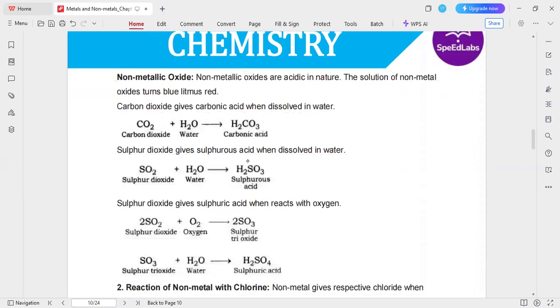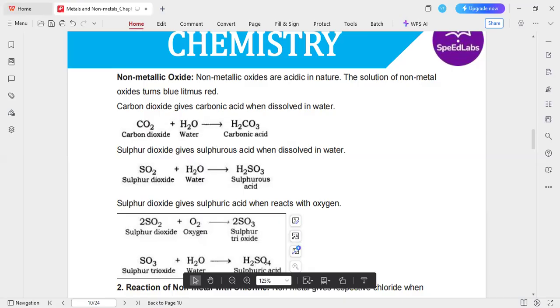See, what is the nature of non-metallic oxides, children? Generally, they are acidic in nature. Remember why? Because these non-metallic oxides react with water to give you what? Acid. CO2 plus H2O gives H2CO3. SO2 plus H2O gives H2SO3, sulfurous acid. SO2 plus O2 gives SO3 actually, and SO3 reacts with H2O to give you sulfuric acid, H2SO4. Yes or no?